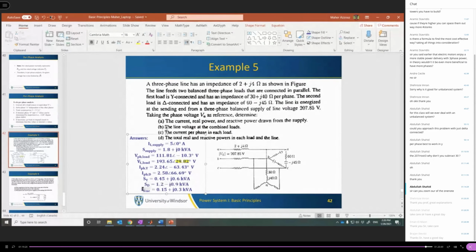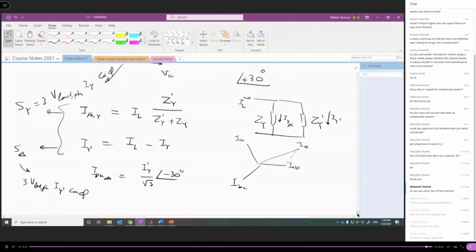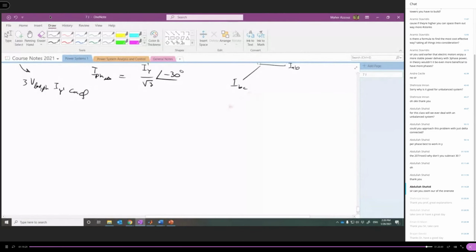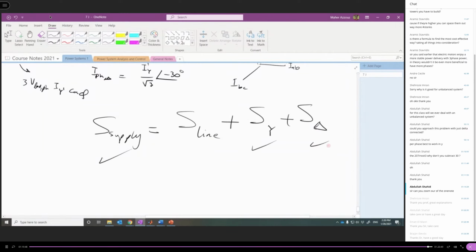Okay, for the line power, or the complex power consumed by the line, this is the last thing to calculate. If you have the total power S supply, this S supply is equal to S line, the complex power consumed by the line, plus the complex power consumed by the star connected load, plus the complex power consumed by the delta connected load. So if you have this power and the other two powers for the loads, then you can get the line complex power.